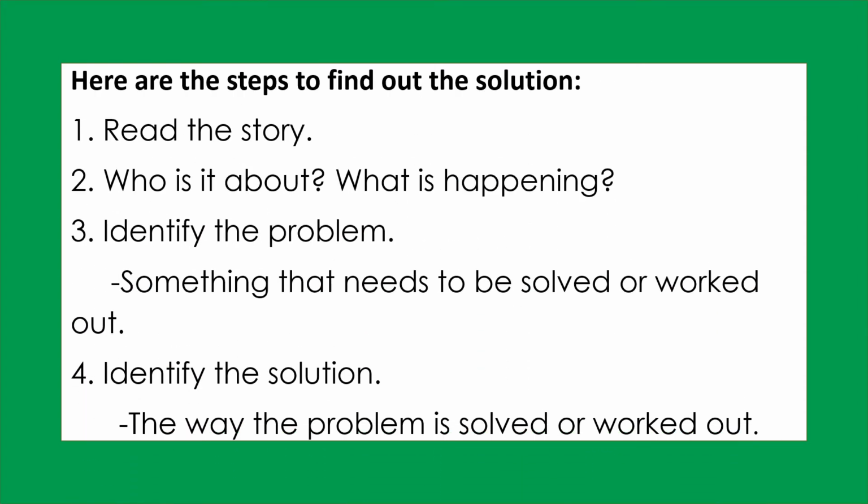Here are the steps to find out the solution. Number 1, read the story. Number 2, who is it about? What is happening? Number 3, identify the problem: something that needs to be solved or worked out. And number 4, identify the solution: the way the problem is solved or worked out.